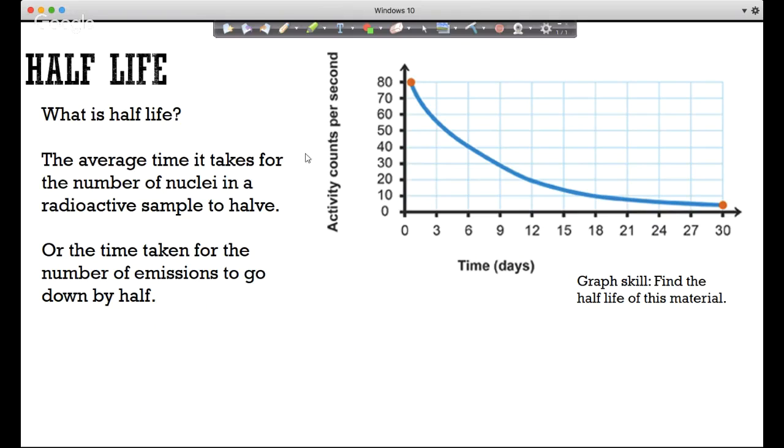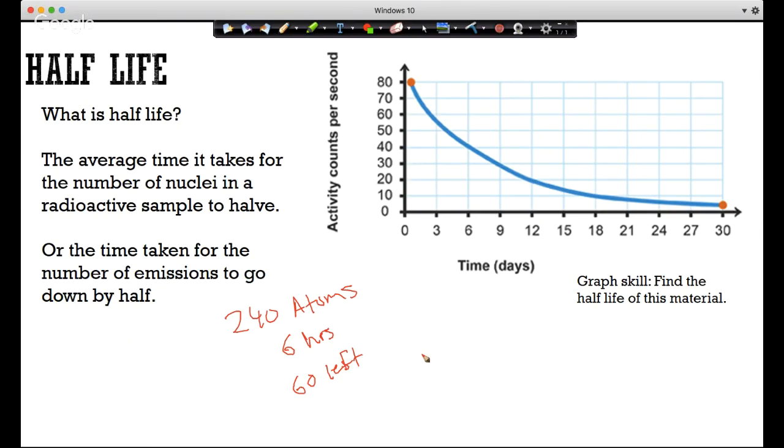Another possible thing you might have to do is work out if a sample has maybe 240 radioactive atoms at the start. After 6 hours, there are 60 left. So you start off with 240 radioactive atoms, and after 6 hours there's only 60 left. How many half-lives has it gone through?